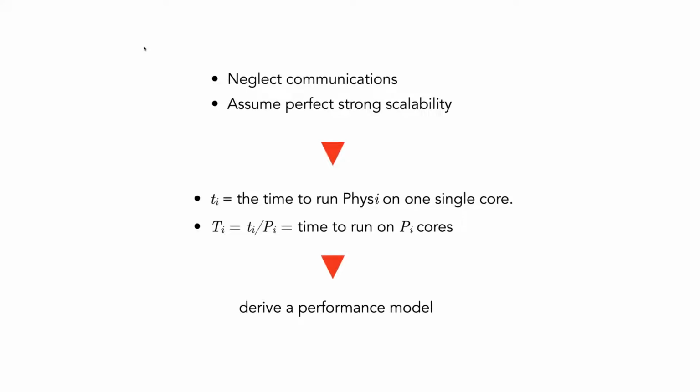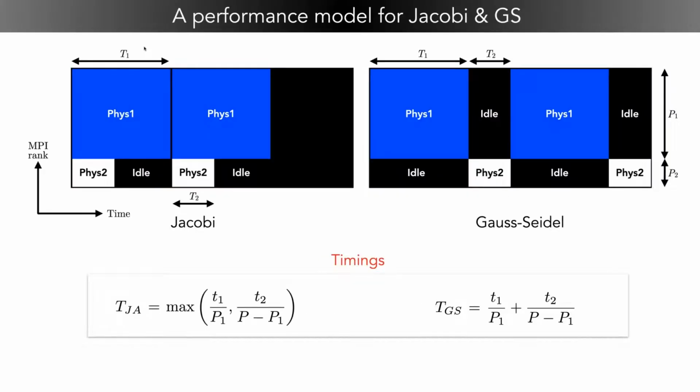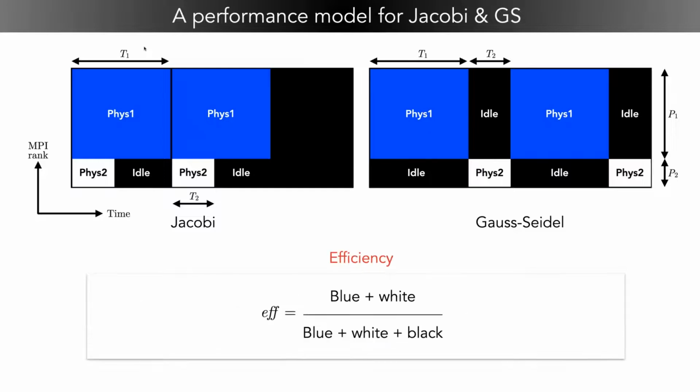Okay, so we'll do some definitions. Small t_i will be the time to run physics i on one single core. And as we assume perfect scalability, we can compute the time to run on P_i cores. And we derive the performance model. So it's very, very simple. You can see the time is more or less the same, except that Jacobi has a max and Gauss-Seidel is the sum. Because in the Jacobi we are running at the same time, and in the Gauss-Seidel we have to wait for one physics to finish to start the second physics. So this is the main difference between the two timings.